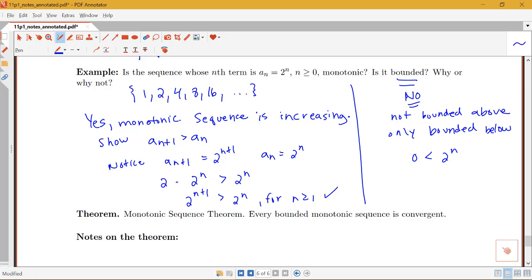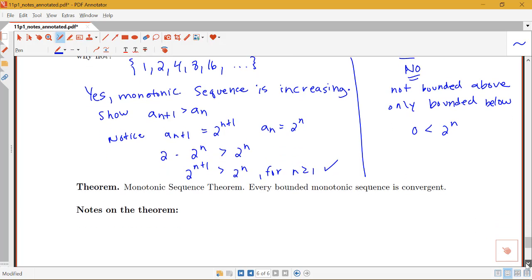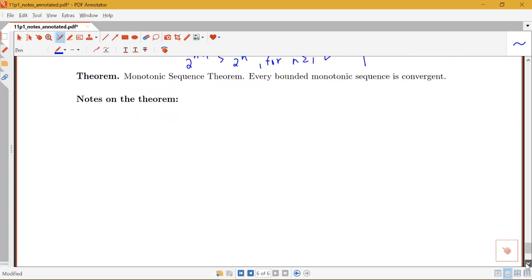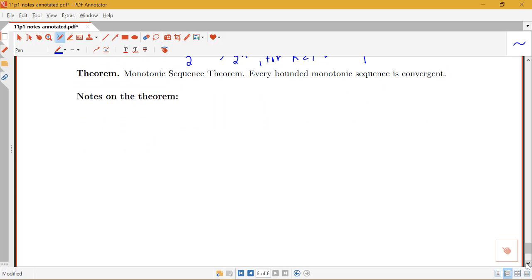So what's kind of important? Why are we talking about these properties in particular? Whether a sequence is increasing or decreasing, and whether it's bounded above or bounded below, some of those properties will come into play when we start discussing some of our convergence tests for series later in chapter 11. But we also have the following important theorem that talks about the connections between these two properties and sequence convergence. So we have something called the Monotonic Sequence Theorem, which states that every bounded monotonic sequence is convergent.